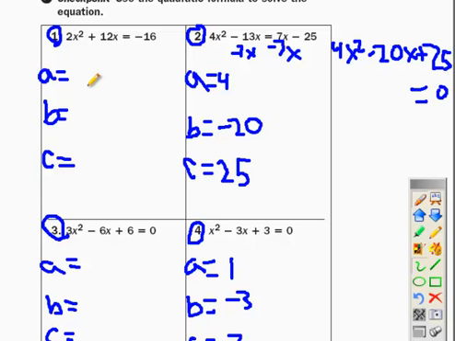Over here, I'm going to add 16, so my A is 2, my B is 12, and my C is 16.